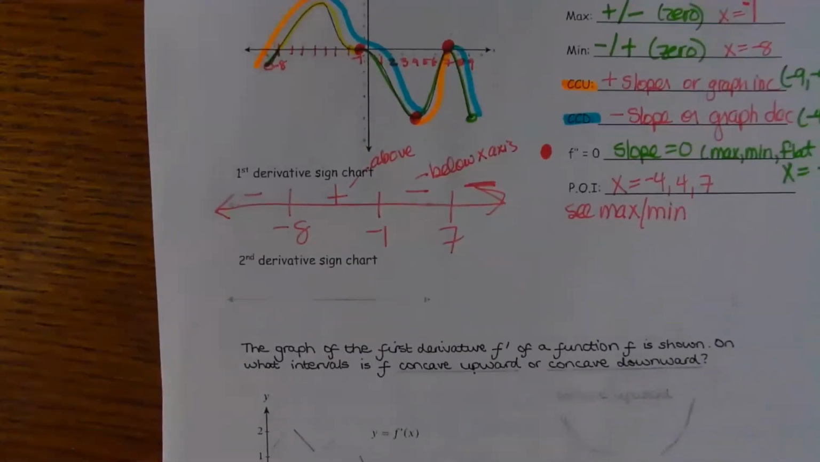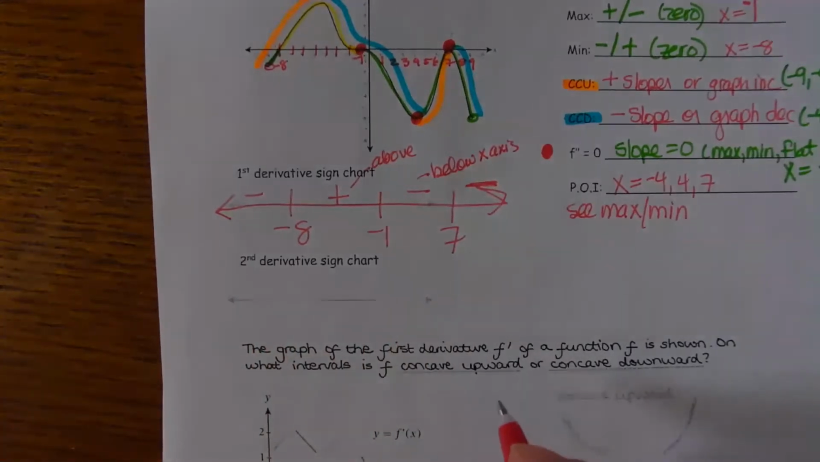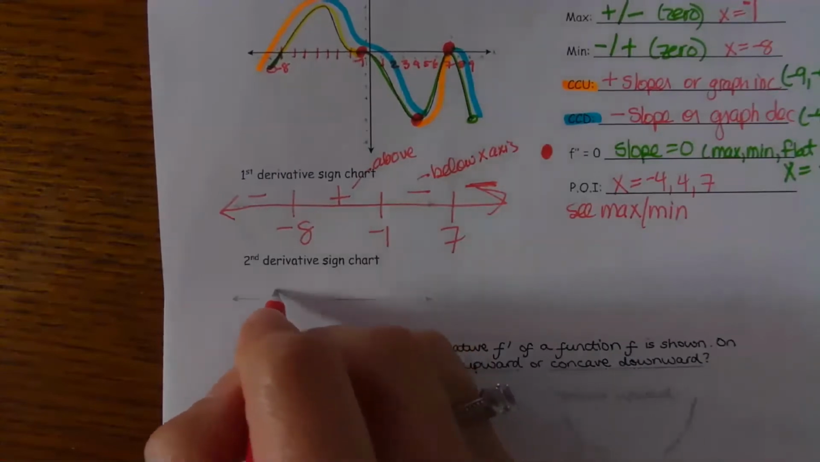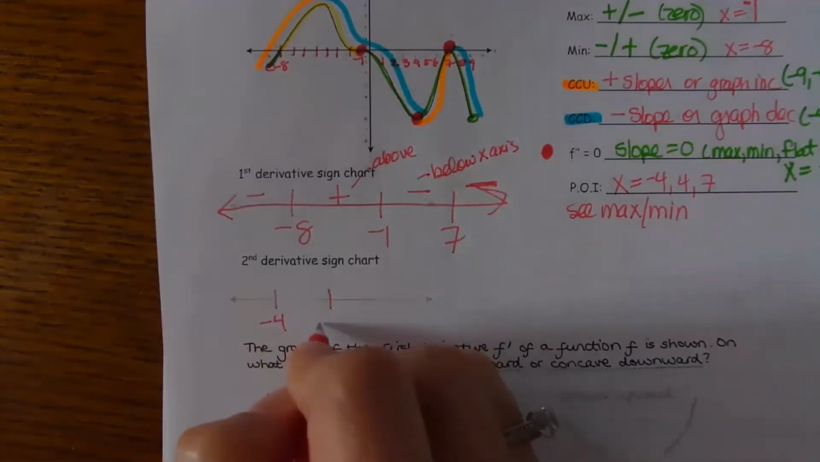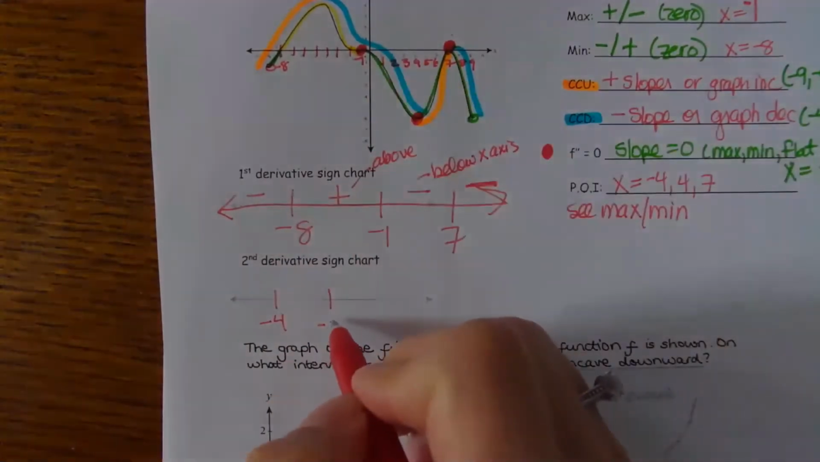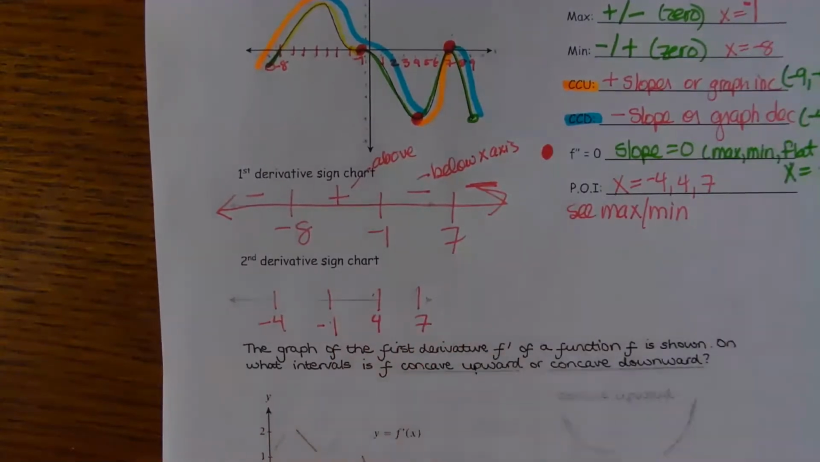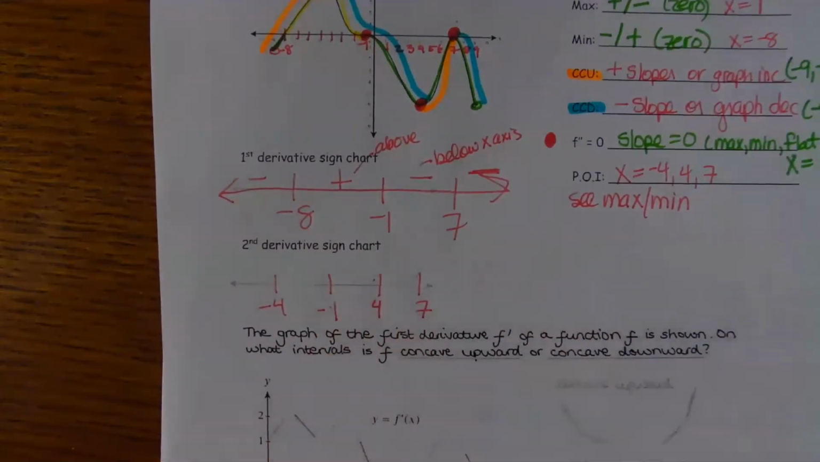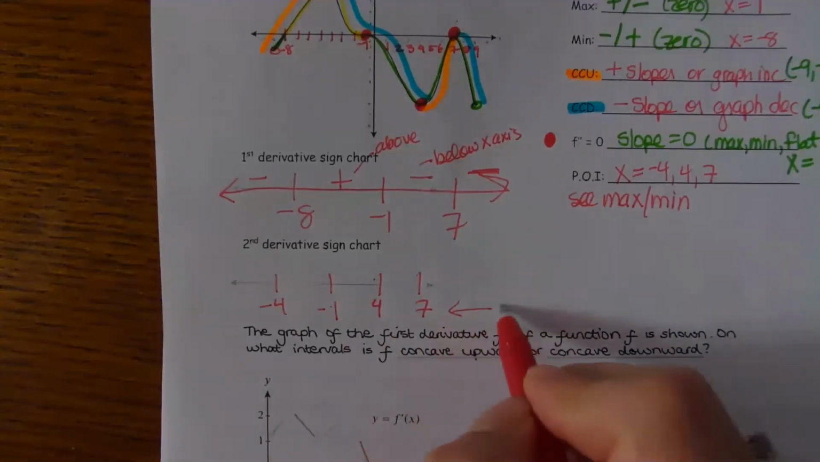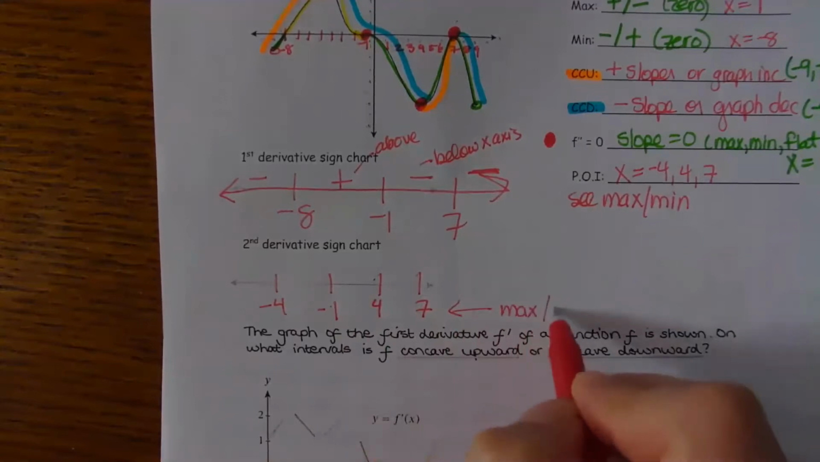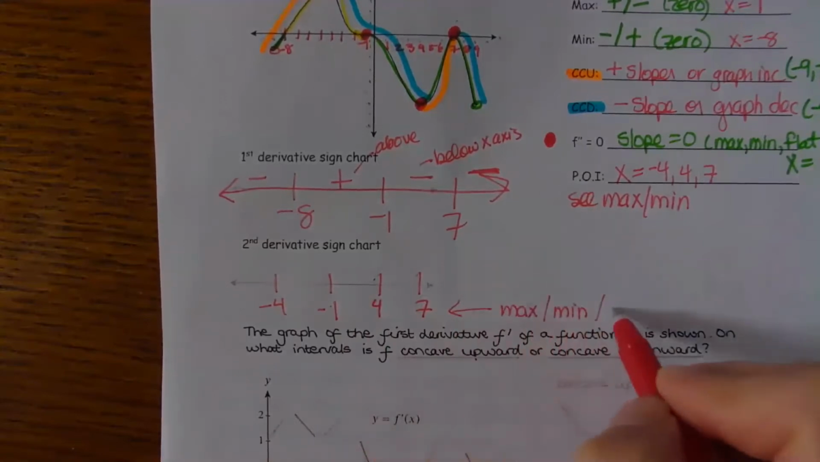All right, the hard part is the second derivative sine chart. What goes on that? What do I put for my little points? Maxes and mins. Excellent work. So what's going to go there? -4, negative, and flat spots, right? Because it zeroes out. These are the zeros where slope is 0. So those are maxes, mins, or flat spots.